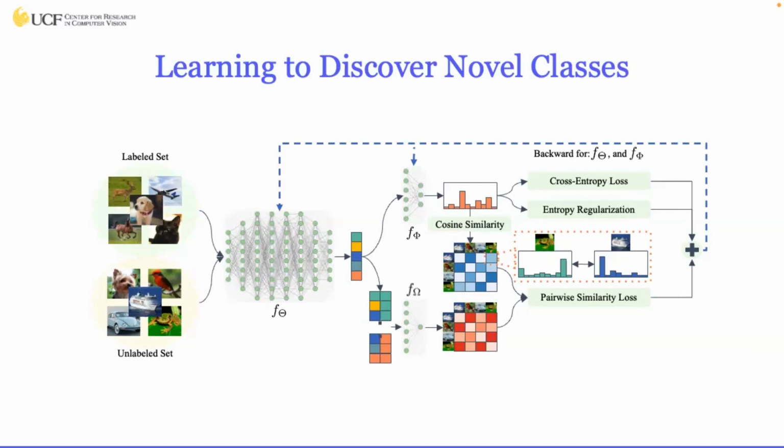To do that, we perform another forward pass only on the labeled set with the updated parameters of F theta and F phi, and we compute cross entropy loss there. We update the parameters of F omega using bi-level optimization with that cross entropy loss.